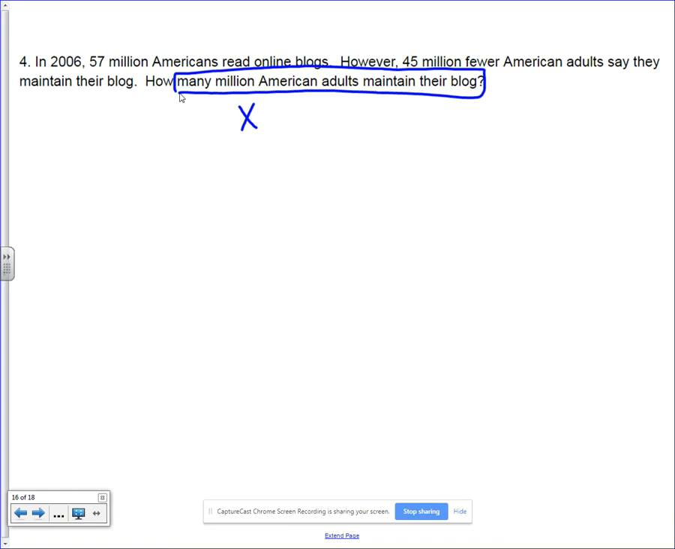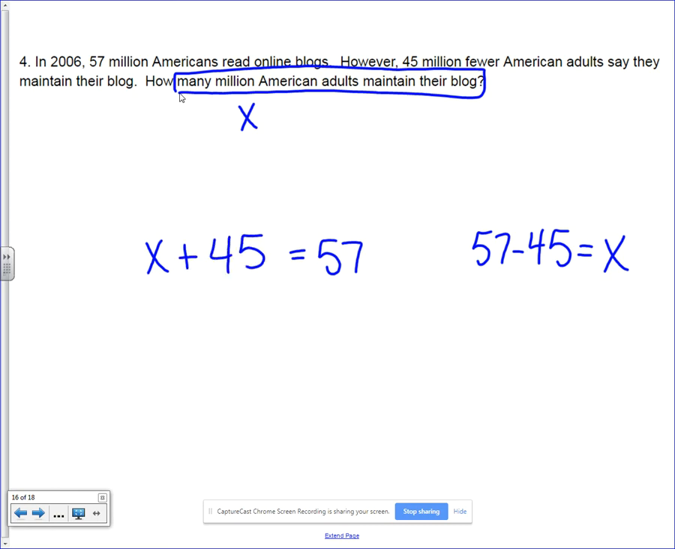It says 57 million read the blogs. 45 million fewer maintain their blogs. Okay, so fewer means to subtract. So I can do one of two things. I can take this 57 and do 45 fewer, and that's going to tell me how many maintain their blog. Or I can say, okay, if I know how many maintain their blog, if I add the 45, that should give me the total number of people that actually read them. No matter how you slice it here, you're going to get the same answer.